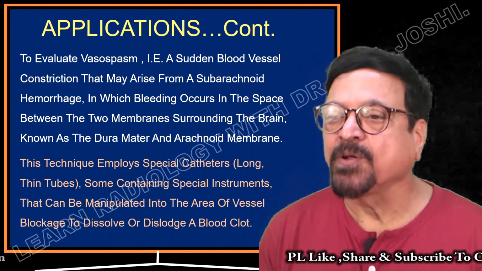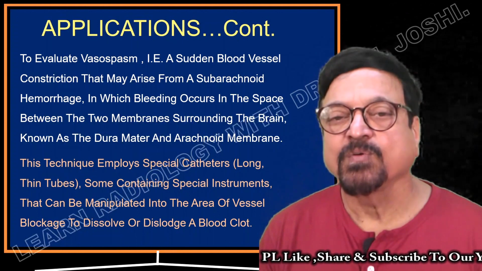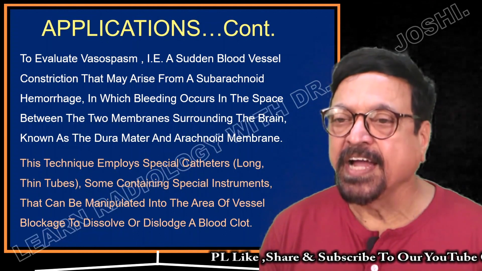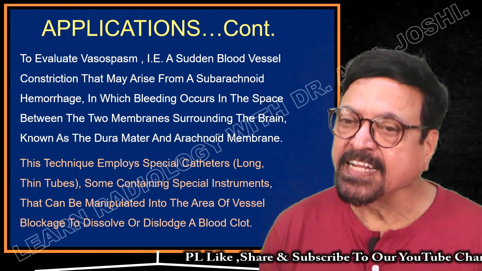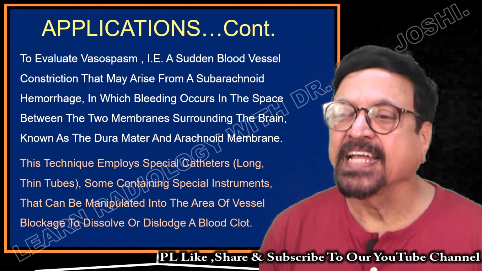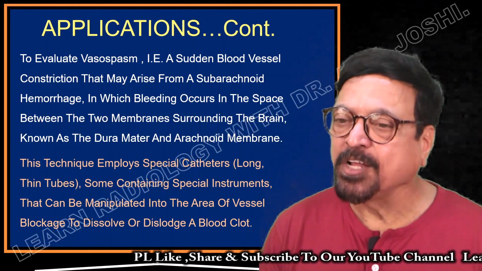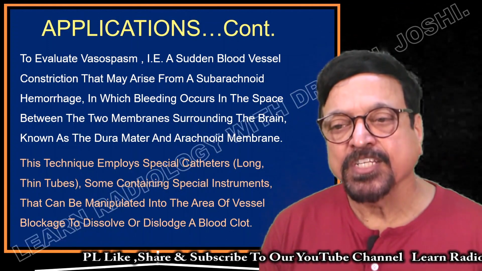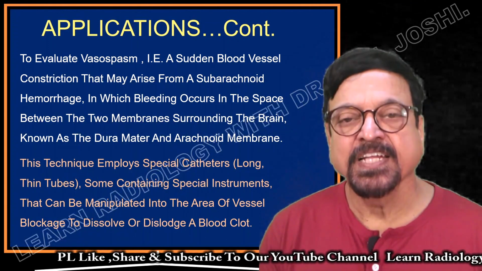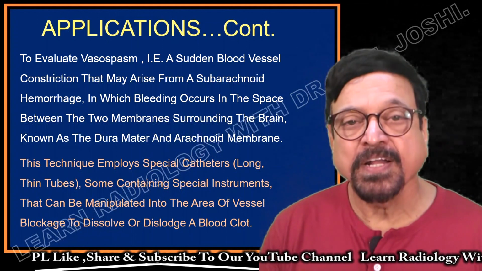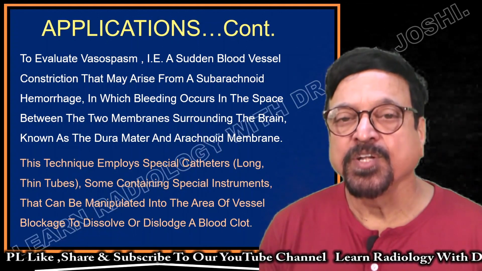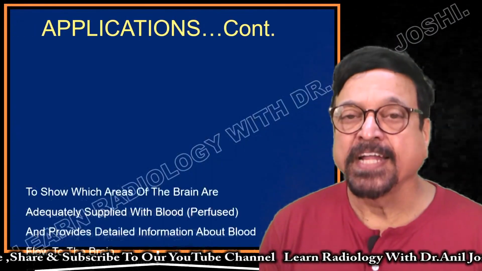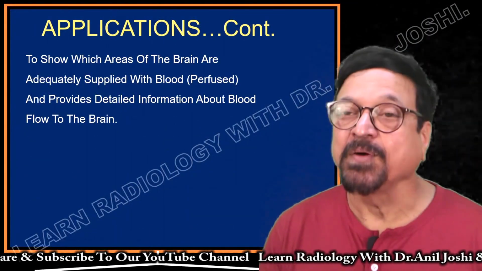This technique employs special catheters. Now, to treat this type of disease, once we diagnose them, we have to employ special types of catheters, long thin tubes, some containing a special instrument that can be manipulated into the area of vessel blockage to dissolve or dislodge the blood clot. Either you can remove the blood clot or you can put in drugs that will dissolve it. So, it is all possible provided you know how much tissue you are going to save.